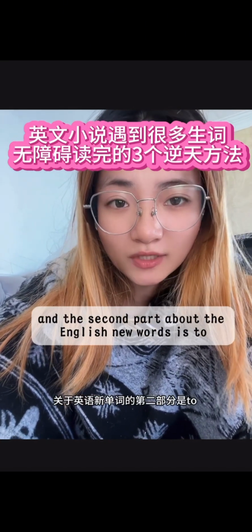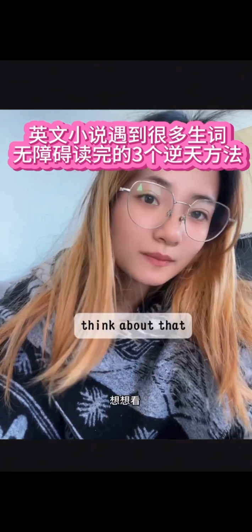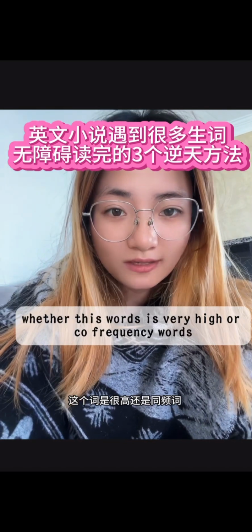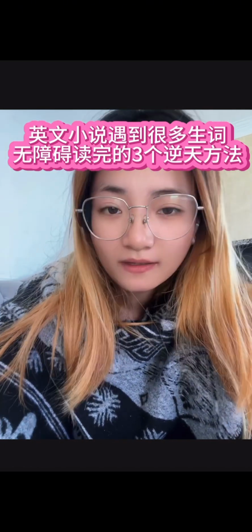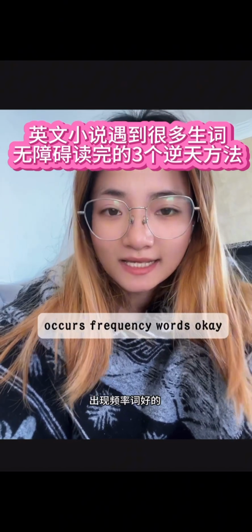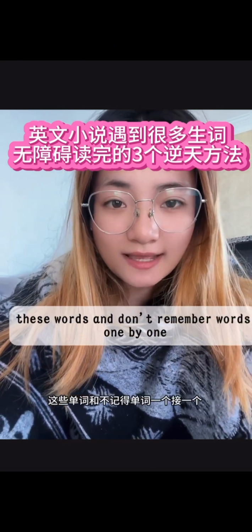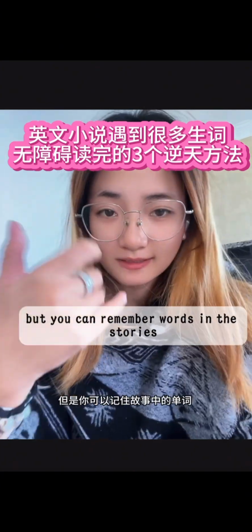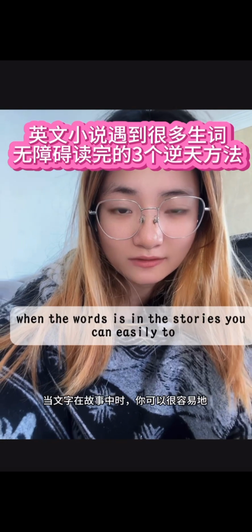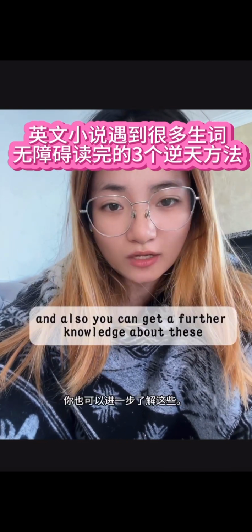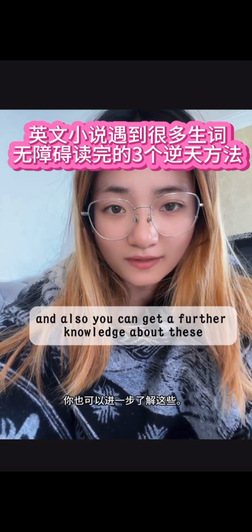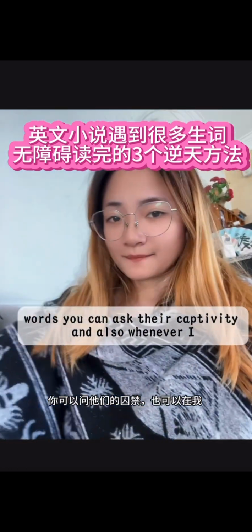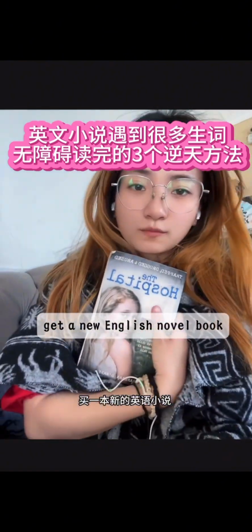And the second part about new English words is to think about whether this word is a high-frequency word. If this word occurs very frequently, okay, it's your time to remember it. Don't remember words one by one, but remember words in stories. When the words are in stories, you can easily memorize them, and you can also get further knowledge about these words. You can ask ChatGPT.